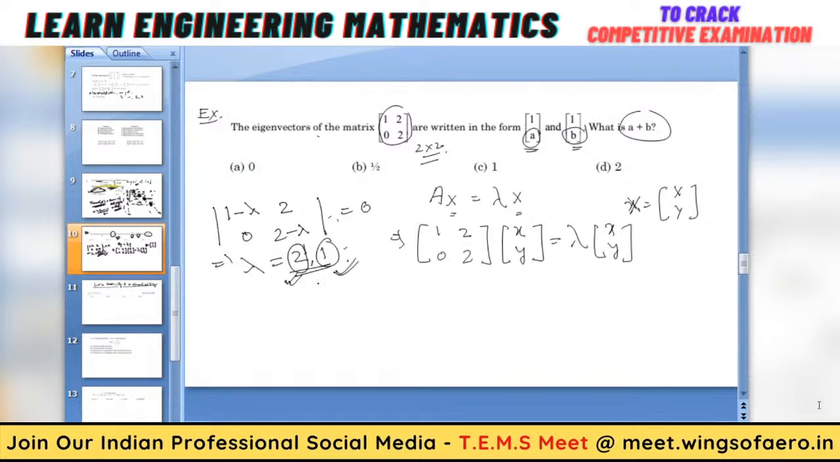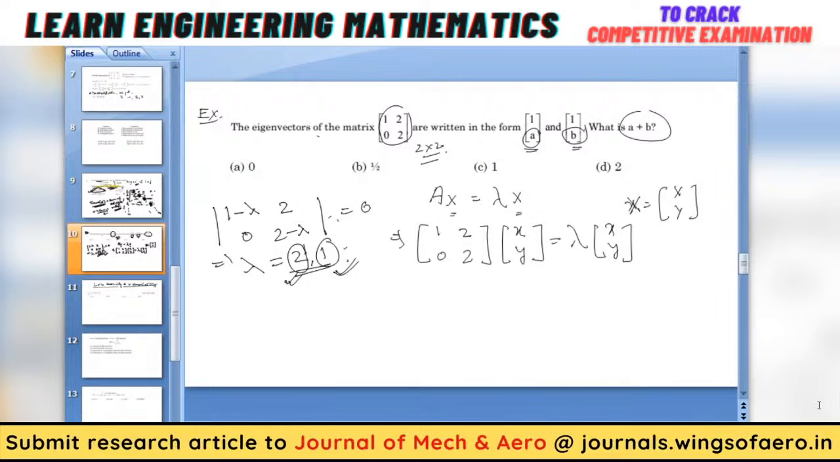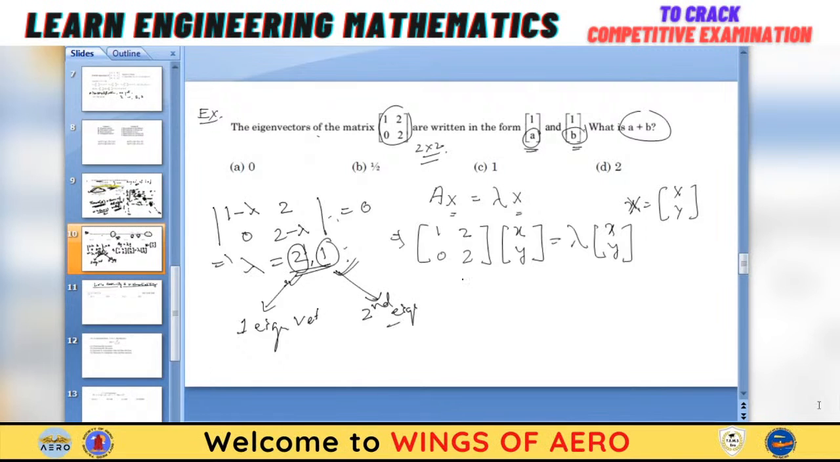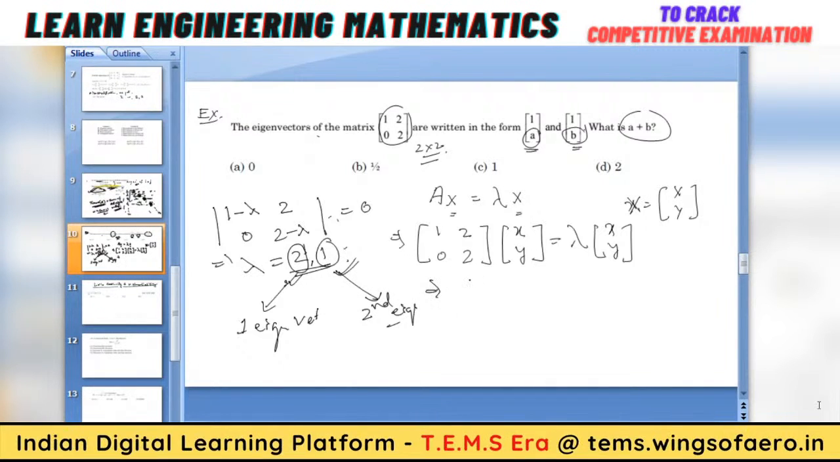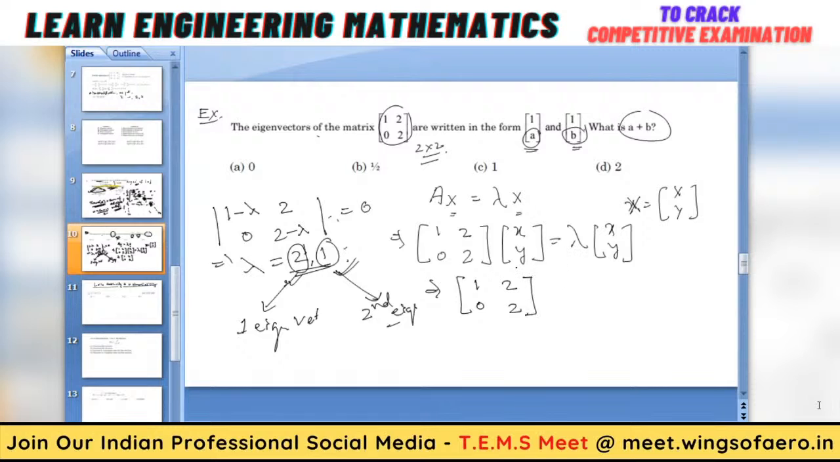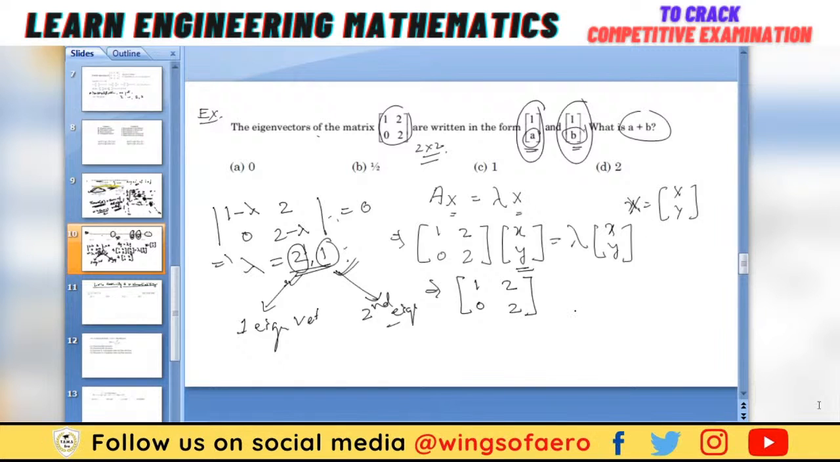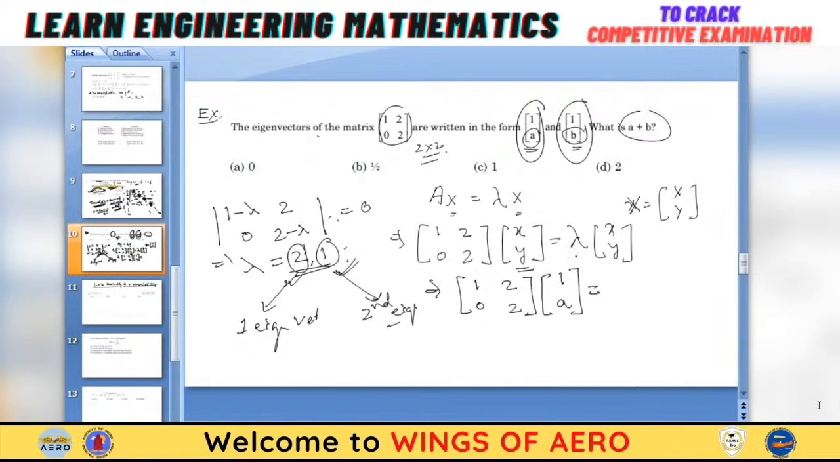Okay, so corresponding to each and every eigenvalue, we have a different eigenvector here. So for 2, we have one eigenvector, and for 1, we have a second eigenvector. Now simply put the values here: 1, 2, 0, 2. Now look at this. The eigenvectors are already given to you: this one and this one, (1, a) and (1, b). So first we put here (1, a), and let us put any one of the eigenvectors. Suppose I am putting here 1.